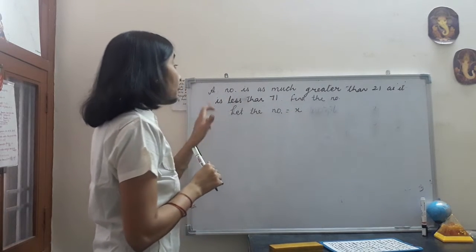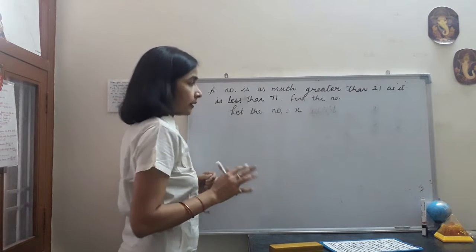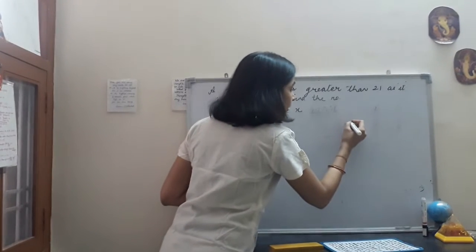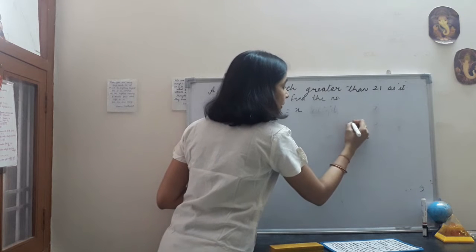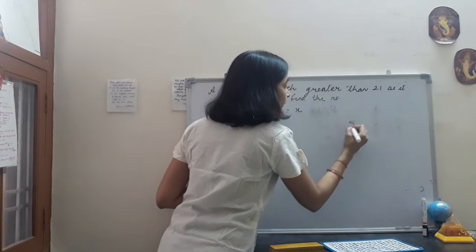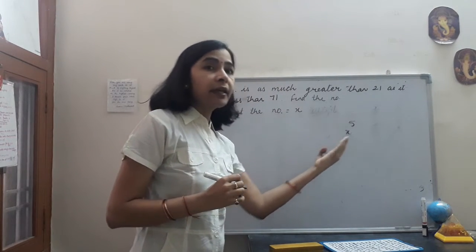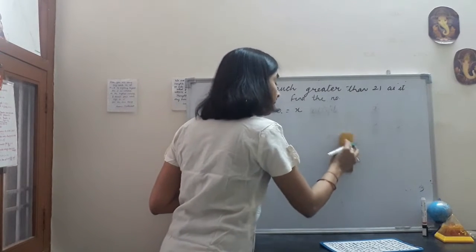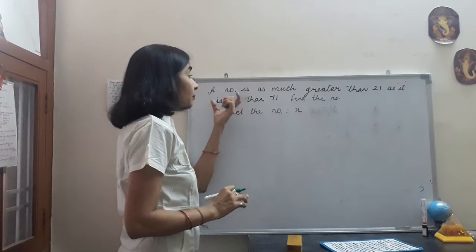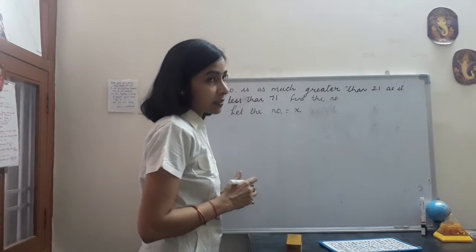Okay, now the number is as much greater than 21. If I say that a number is 5 greater than x, then how will we find that number? x plus 5. Now here we are given that a number is as much greater than 21 as it is less than 71.